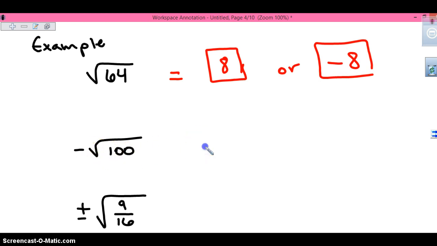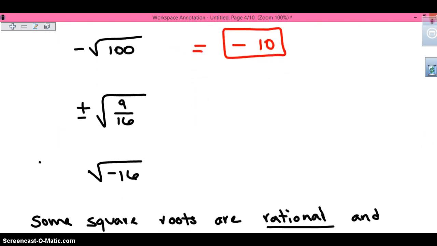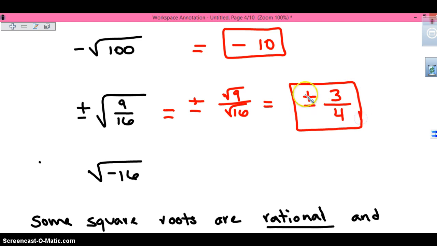The negative square root of 100 would equal negative 10. Only negative 10, right? Because the negative is outside of the radical. The positive or negative square root of 9 over 16 would equal the positive or negative square root of 9 over square root of 16. That would equal plus or minus, what's the square root of 9? 3. The square root of 16? 4. So plus or minus 3 over 4.